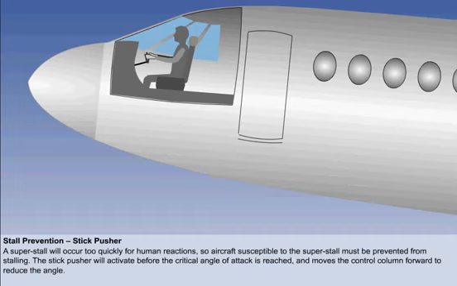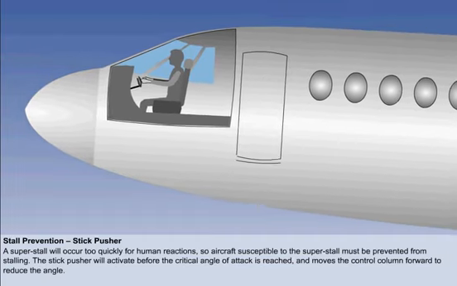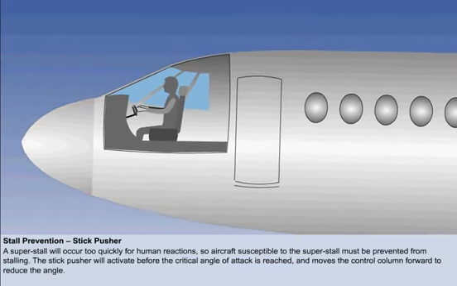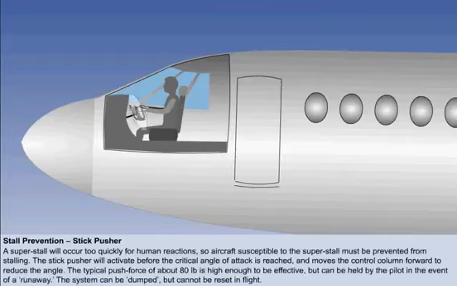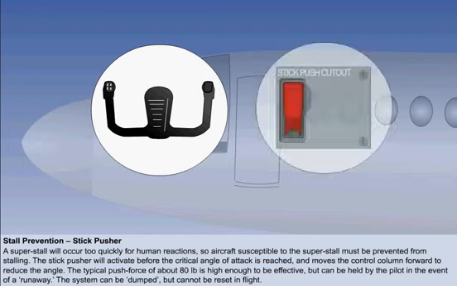The stick pusher is incorporated in the elevator control system, and, as its name implies, physically pushes the control column forward at a certain angle of attack before the critical angle, and reduces the angle before a stall can occur. The push force is typically about 80 pounds, which is regarded as being high enough to be effective, but not too high to hold in the event of a runaway.